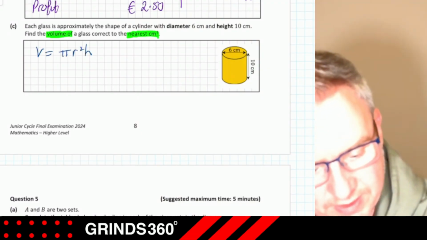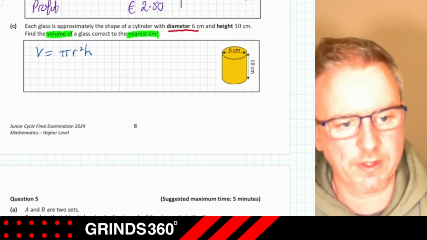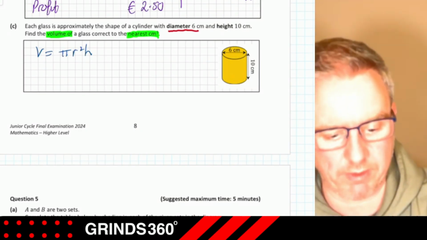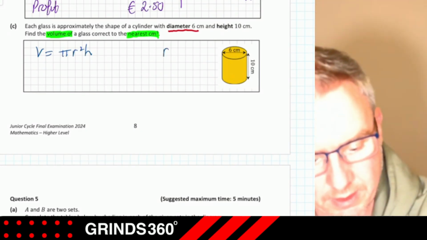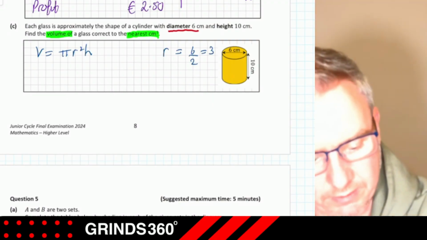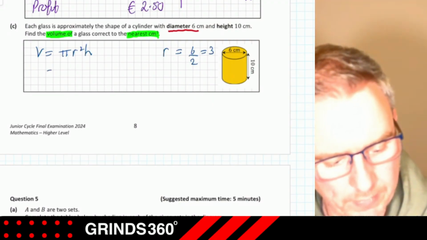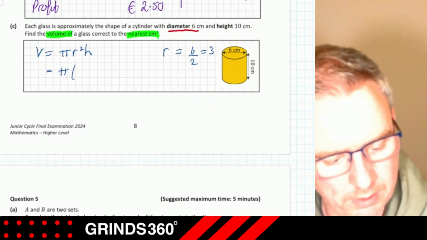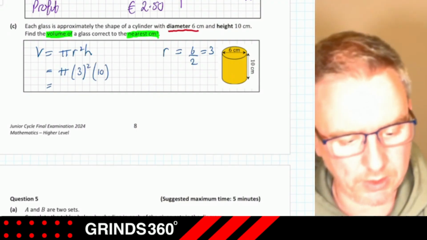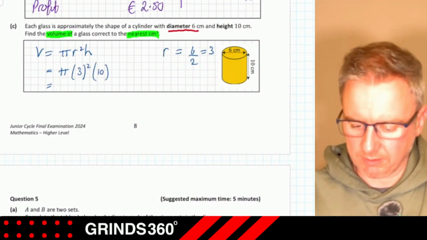Now this question has given us the diameter, all right? So a little bit of work. So we have to come along and say, right, well, the diameter is twice the radius. So I need to have that. So the radius is equal to 6 divided by 2. So I get 3. And then I'm ready to sub in. So pi times 3 squared times the height, which is 10.